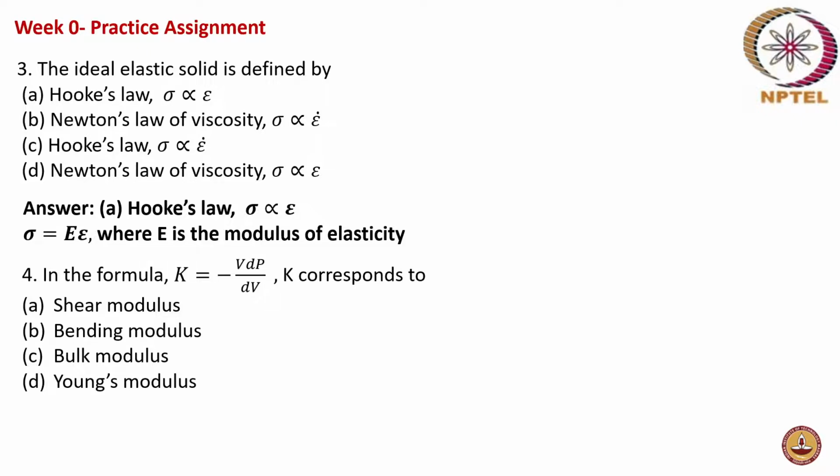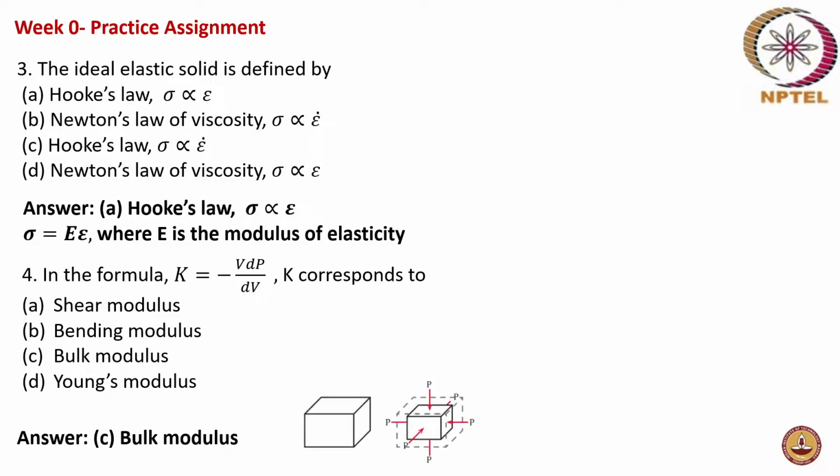Okay. So, which modulus does it denote? K denotes your bulk modulus. So, here you have the volume component and change in the volume component. So, it is your bulk modulus that comes into picture. K denotes your bulk modulus, and this is the formula for your bulk modulus. Okay. Where there is a volumetric change compared to your initial volume.